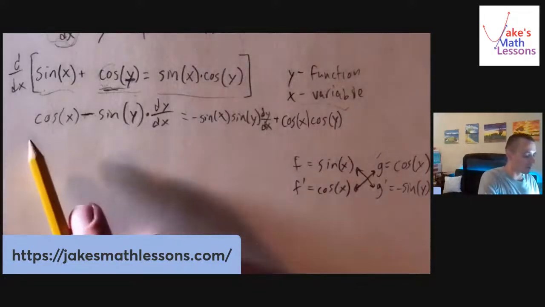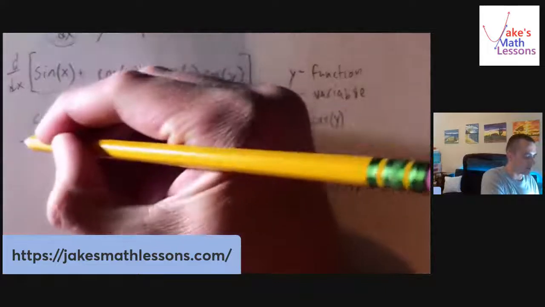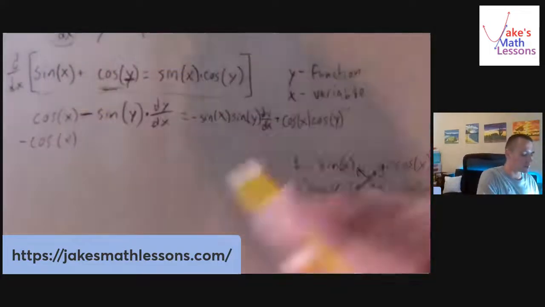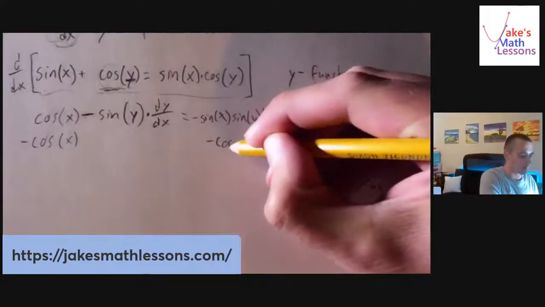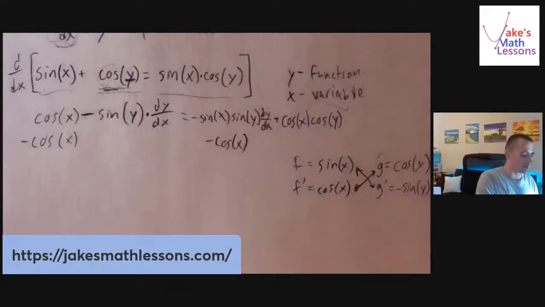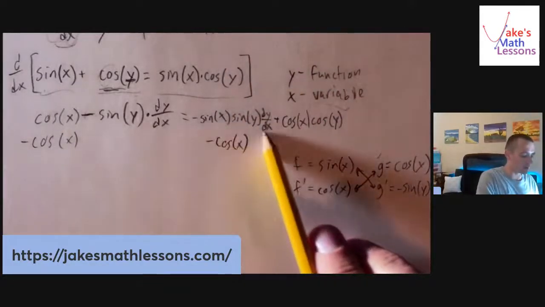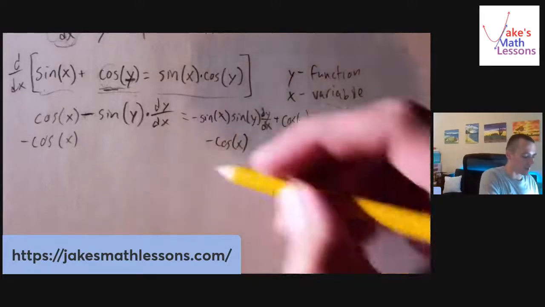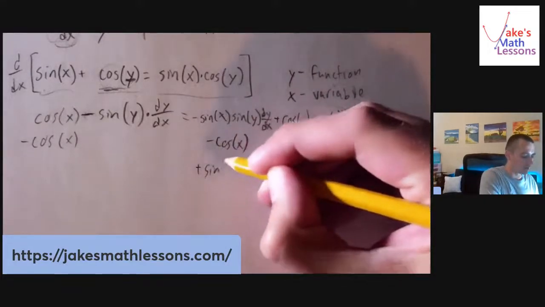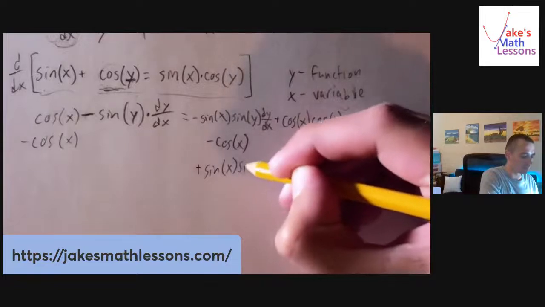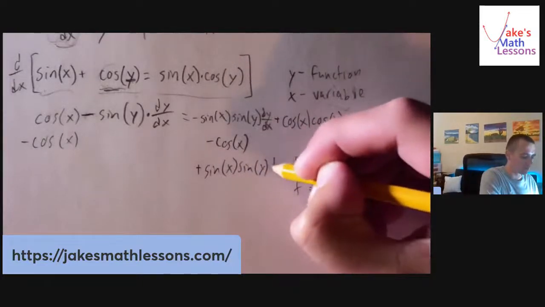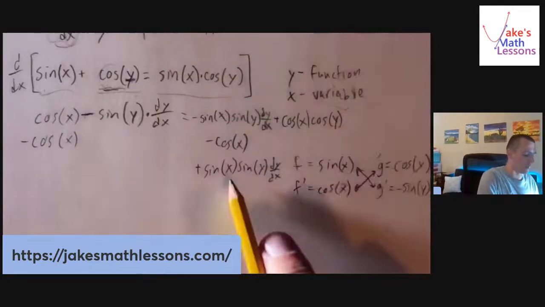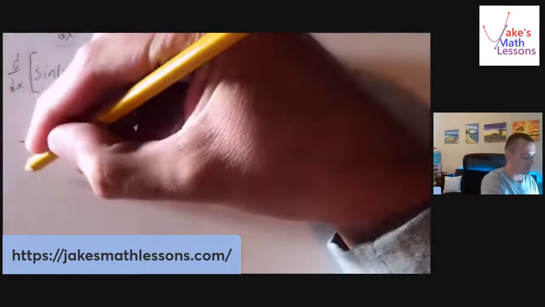So you can see this term here, cosine of x, does not have dy dx in it, so we'll subtract that from both sides. And then this term here does have a dy dx in it, so we'll move it over to the right. So since it's a negative, we can just add that term to both sides. And we will want to add that over here as well.